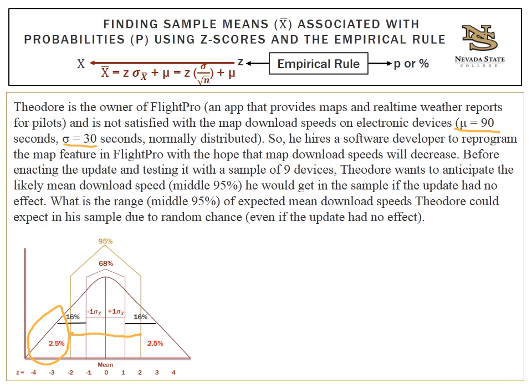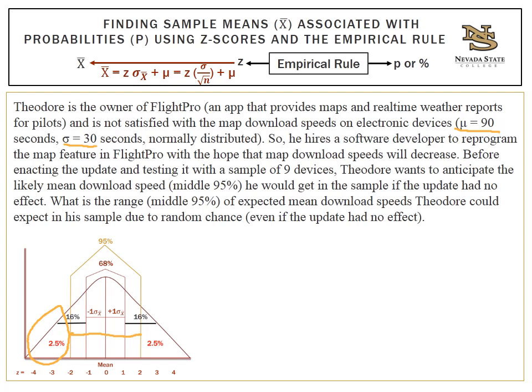In other words, he wants to figure out, if he took any given 9 devices from the original population and looked at the mean download speed, what's the major expected range of those mean download speeds in the original population. Then he'll have an idea, once he does the update on those 9 devices, whether it falls outside of that realm of possibilities you would expect no matter what, even if the update had no effect. So let's break this down and look at it.